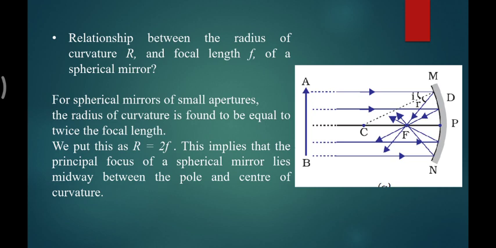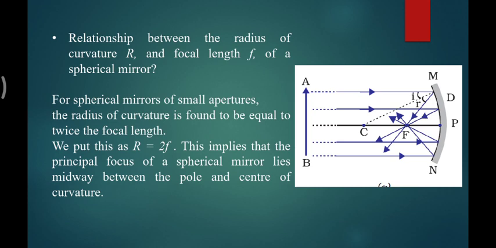The same thing is discussed here. Read it. For a spherical mirror of small aperture, the radius of curvature, this distance PC, is found to be equal to twice the focal length. Focal length means PF. If we put this, R is equal to 2F. The distance PC is named R, the distance between P and F is named F. This R should be double this F. If PF is 3 centimeter, then PC should be 6 centimeter. Understand, dear? This implies that the principal focus of a spherical mirror lies midway, at the midpoint, between the pole and the center of curvature.